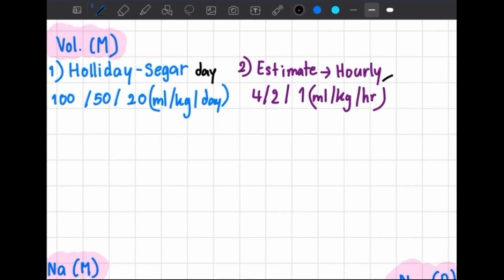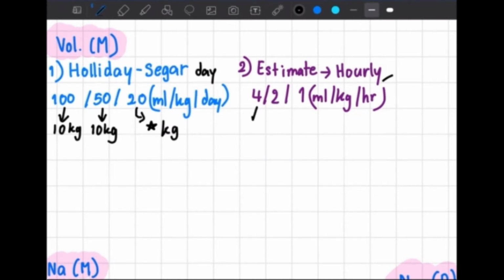For the first 10 kilograms, you are going to give 100 milliliters of volume each. And for the second 10 kilograms, you will give 50 milliliters per kilogram each. And for whatever kilograms are left, I'm just going to use a star, you would give 20 milliliters per kilogram each, so a star kg. These two formulas mirror each other.